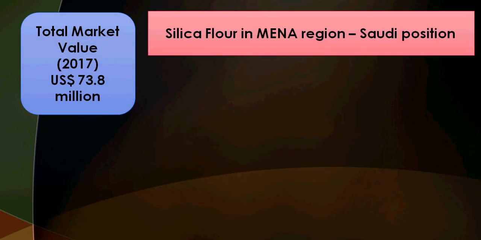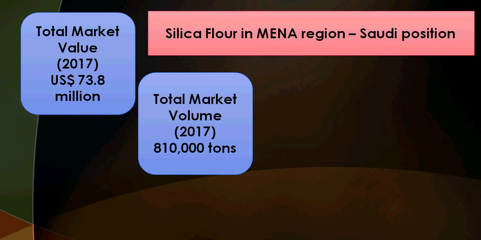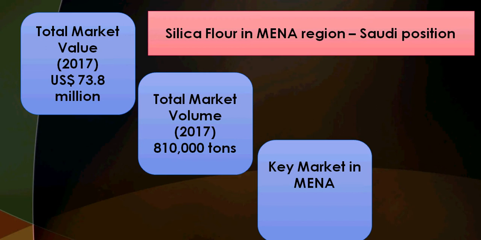Now let's see silica flour in the MENA region. In this MENA region, I have included about 12 to 15 countries only. Total market value in 2017 was 73.8 million US dollars. Total market volume in 2017 was 810,000 tons. So the key market in the MENA region is Saudi Arabia. The share of the Saudi market is 45% in the MENA region.